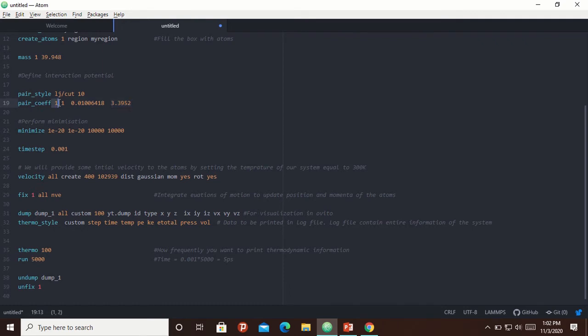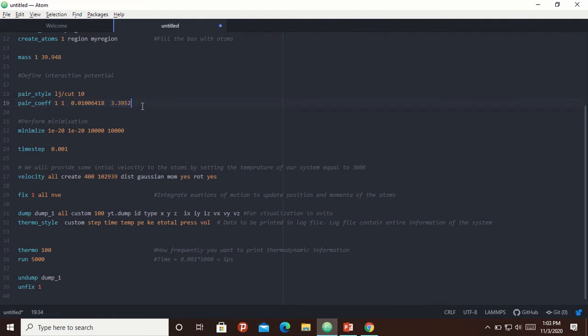So pair coefficient 1 1, so it is the interaction between the types of atoms. I have only one type of atom, that is argon. So both my atoms will be argon, so there will be interaction between argon. Okay, and this is the value of sigma, which is the unit of length, and this is the value of epsilon, which is the unit of energy.